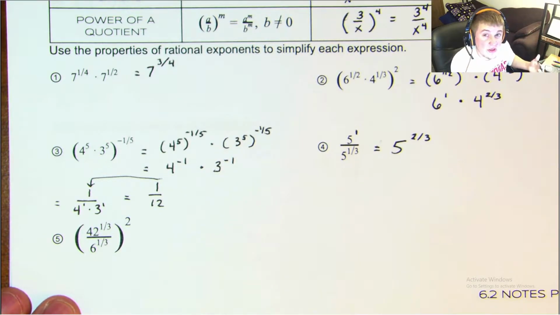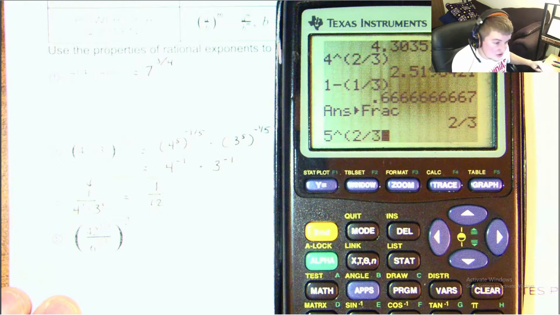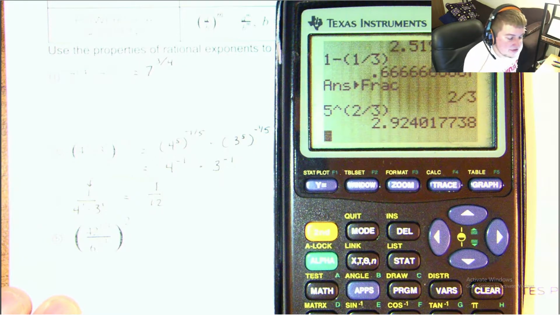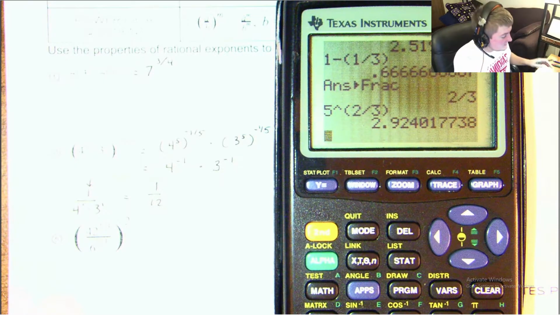Okay, so 5 to the 2/3 power. We want to make sure that that doesn't simplify into any nice, neat number like 4 did. And it does not, but we can go ahead and check. 5 to the 2/3, again, comes out to some irrational number, so we're just going to leave this as it is.